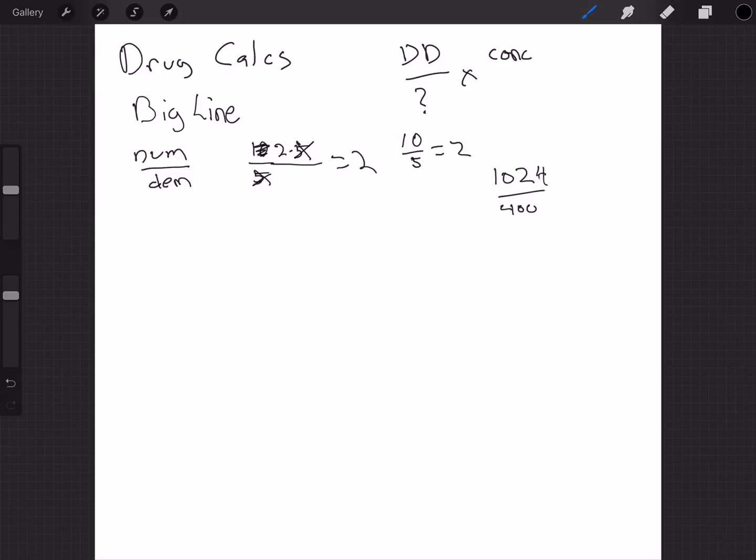So 1,024, we can say that is 4 times 256. Trust me, it's binary. That's the right answer. And 400 is the same as 4 times 100. So we're going to cross the 4s out. So now we have 256 divided by 100. And that would be equal to 2.56, because we just take the decimal place and move it 2, crossing the zeros.